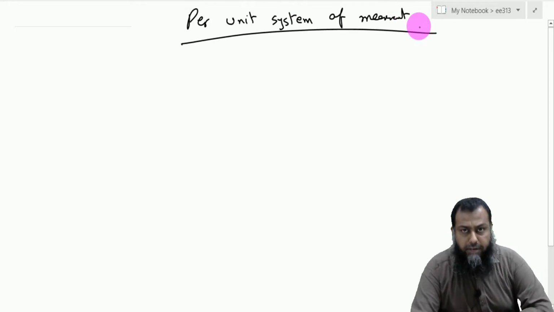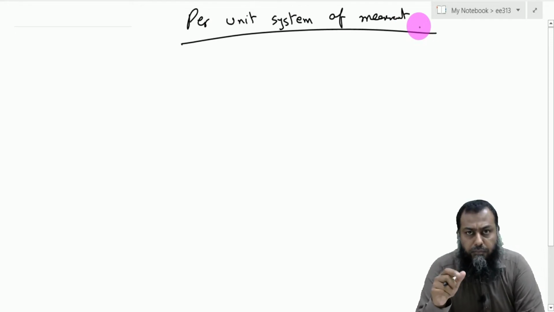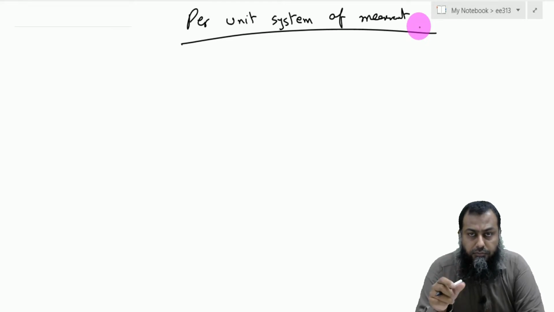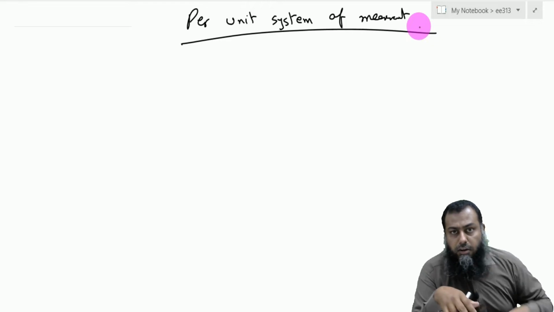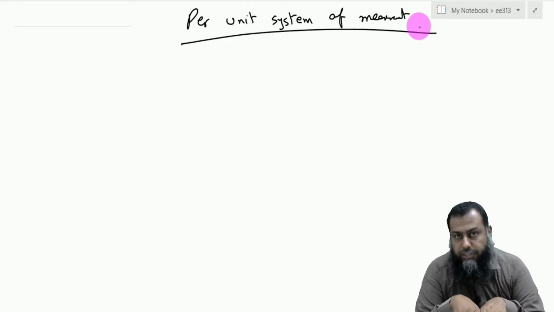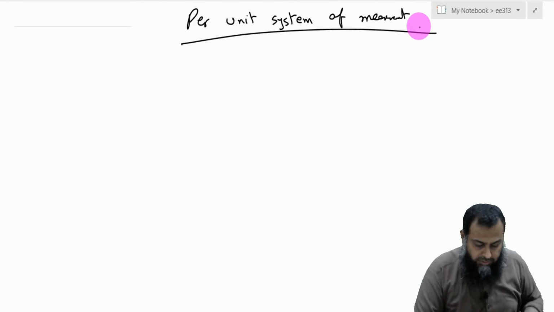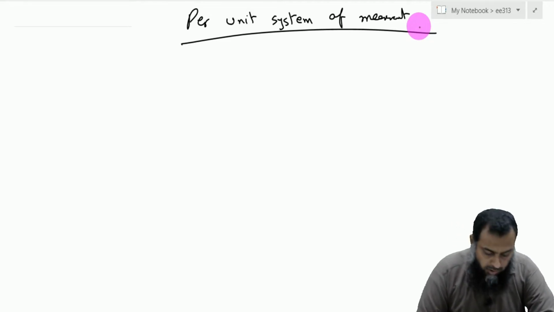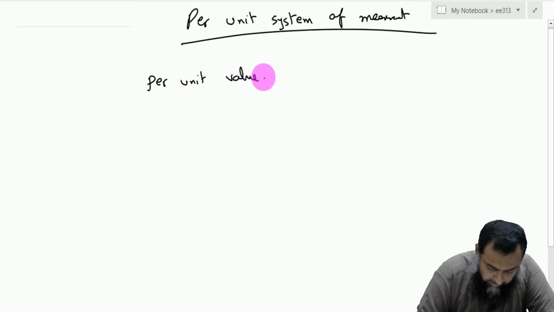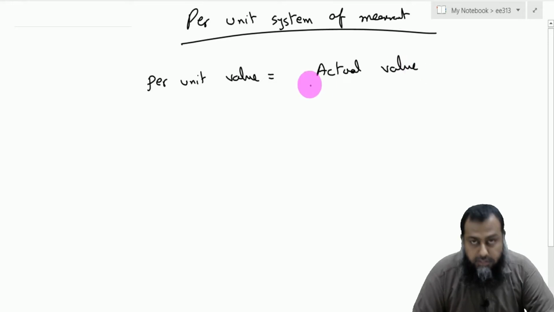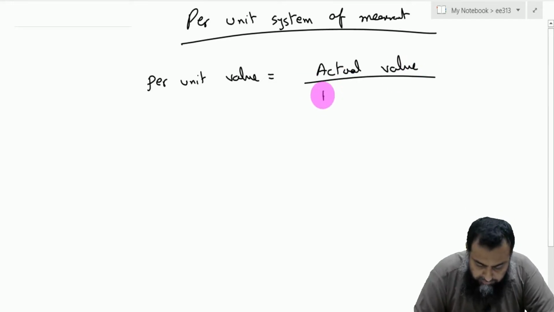The per unit system of measurement is actually a unified form of a power system where everything is converted from its original value to a per unit value, so that all the values come in close proximity to each other. For this particular system, which is a dimensionless system, we take the per unit value as equal to the actual value of the power system divided by the base value.